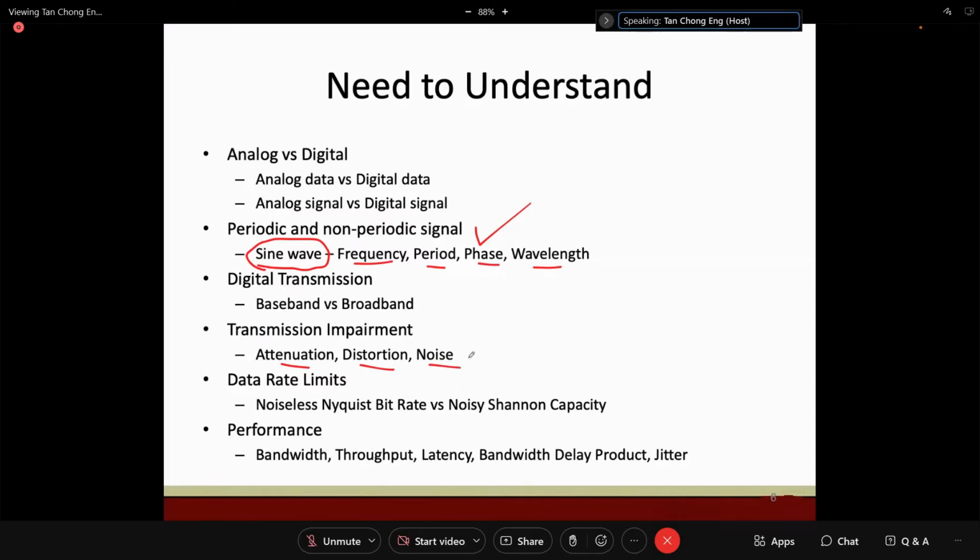Noise can be coming from the environment. Noise is some unwanted signal in the environment. Most of the time, it is actually in the environment. So it will also cause problems to your transmission.